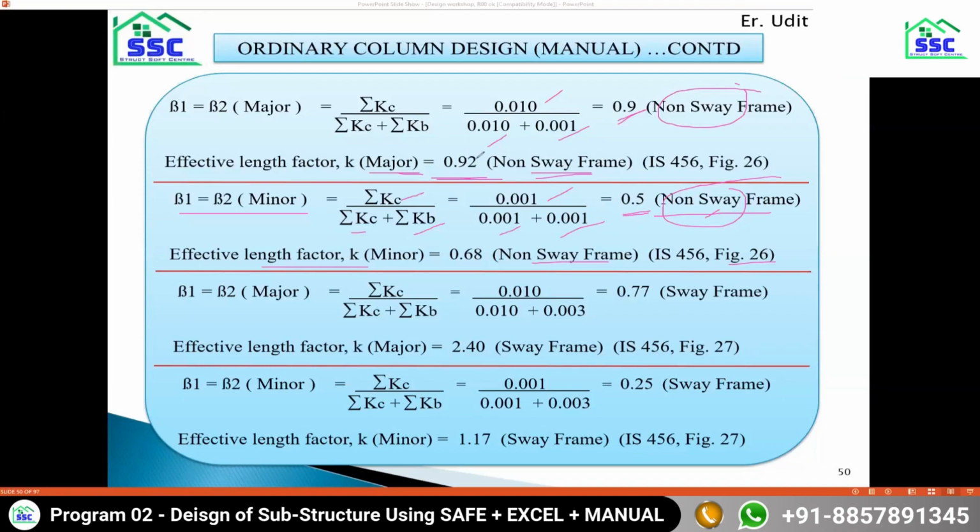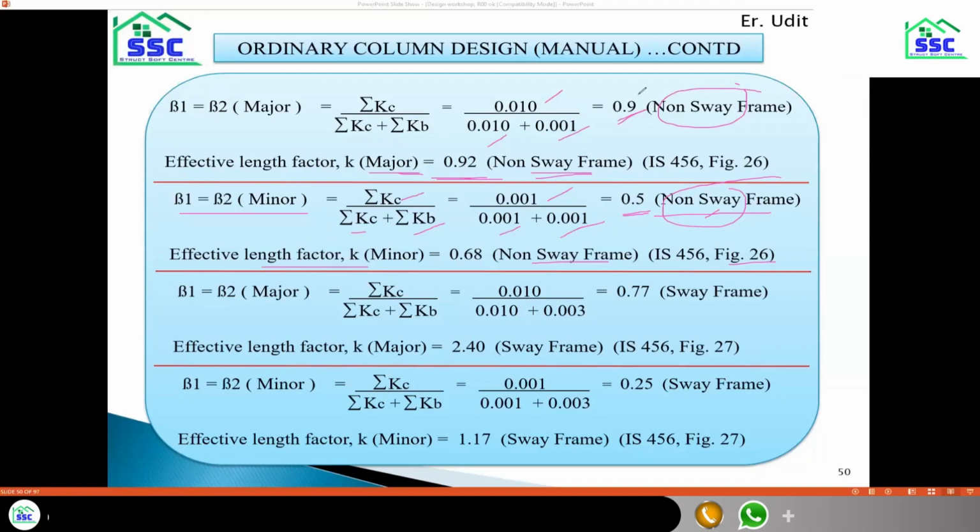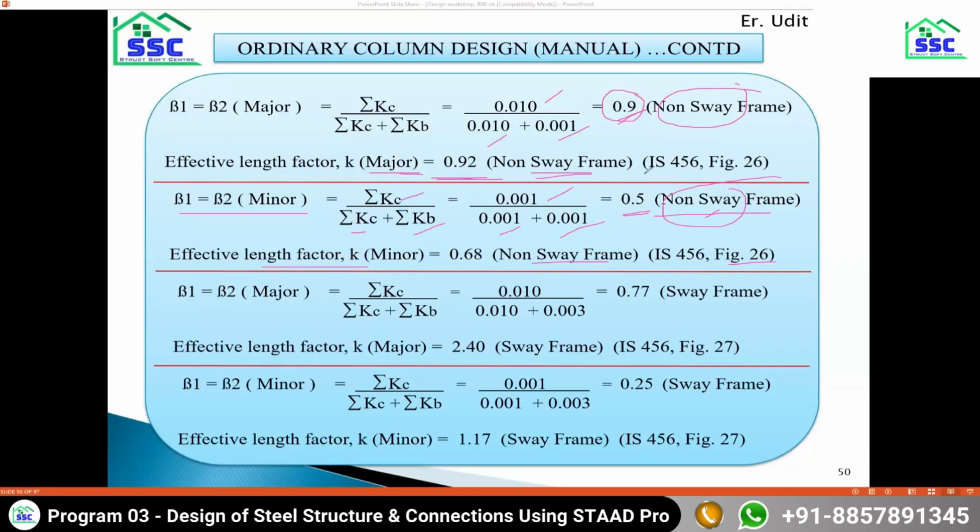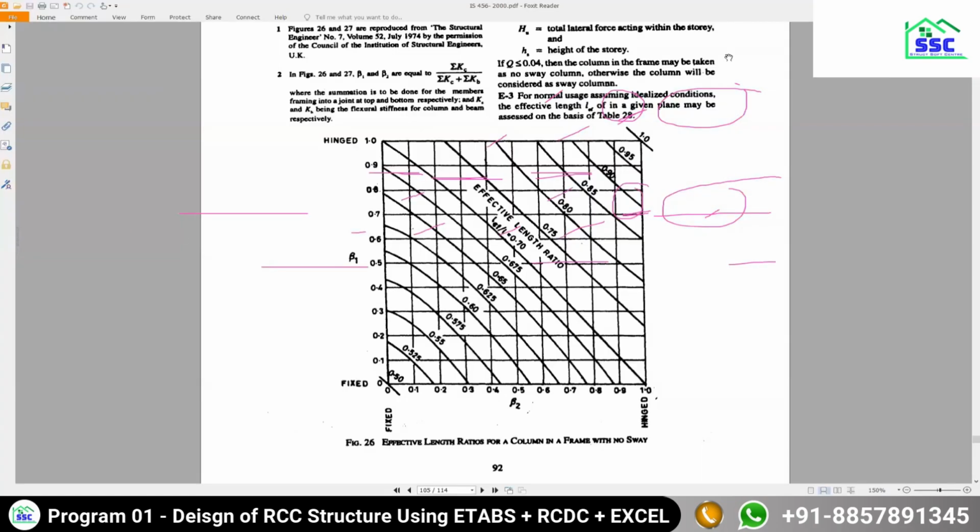Now see friends, based upon the value itself, you can get a feel that if your beta factor is higher, then you are going to get a higher value of effective length. And if your beta factor is smaller, you are going to get a smaller value of effective length because your frame is somehow weaker along the minor axis. And that is why your effective length factor is also getting reduced. So let us go to the chart once again.